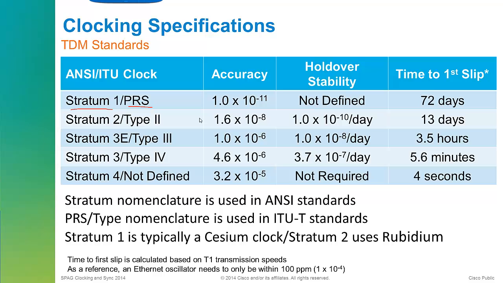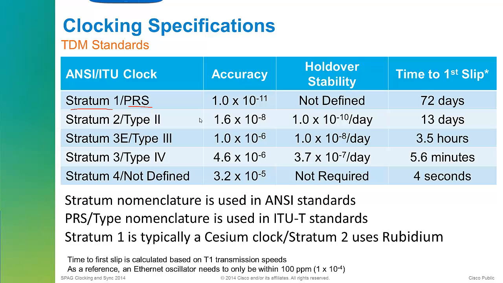And so then they define the accuracy. So you get 1 by 10 to the minus 11, which is extremely accurate. And then the holdover stability, when it's actually not got a reference connected to it. And the time to first slip basically says, at that level of accuracy, how long before you get the first slip on a T1 interface, if you had a T1 connected to those two devices. And as you can see, with primary reference, it's 72 days, which is a fair time. But once you start getting down to stratum 3 and stratum 4, then you can start to get noticeable issues on your transmission circuits within minutes.